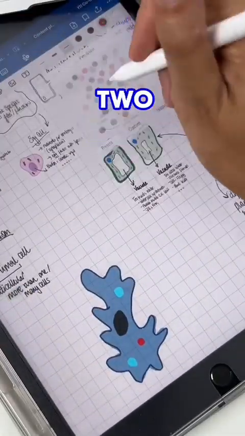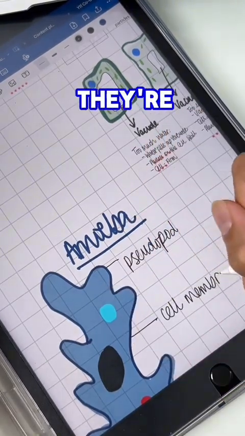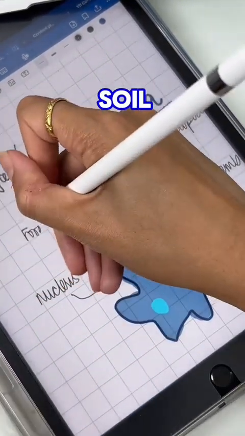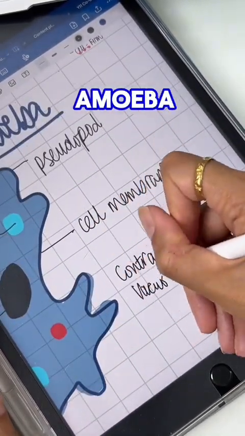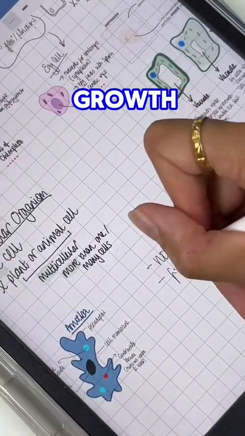Today we're going to focus on two unicellular organisms, amoeba and euglena. Amoeba don't have a fixed shape. They're found in saltwater, freshwater, wet soil, and sometimes inside animals. Amoeba have a cytoplasm, cell membrane, and a nucleus. The nucleus controls growth and reproduction.